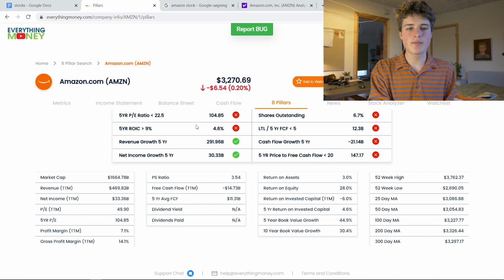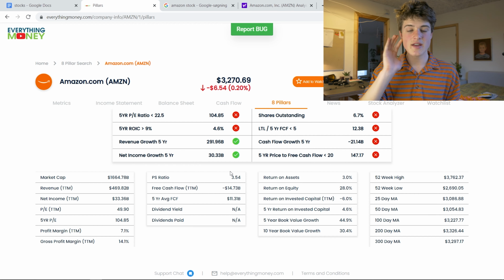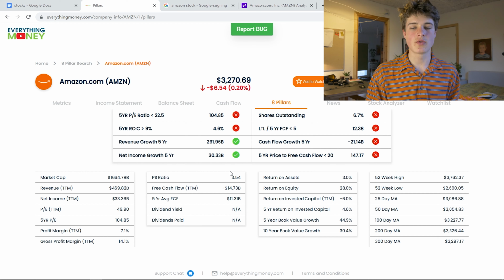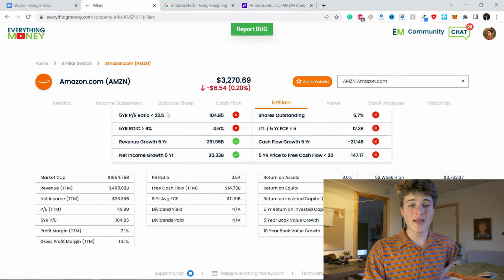So if we go here to the 8 pillars, you can see that we have a lot of X's, and this is just, it's not looking good for Amazon right now. We can see that their 5-year PE is 104. We want that less than 22.5. We can see here that the 5-year return on invested capital is much less than 9. It is 4.6. They have grown their revenue over the past 5 years. They have grown their net income, and these are huge factors. They have actually like doubled or tripled these 2 metrics here.